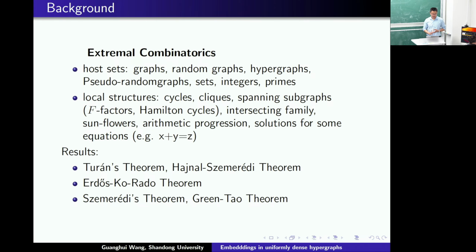So in extremal combinatorics, we are often interested in the host set, such as graphs, hypergraphs, or sets, vectors, even integers or primes. And the local structures we are interested in are cycles, cliques, or some spanning subgraphs, such as the perfect matching or Hamiltonian cycle.